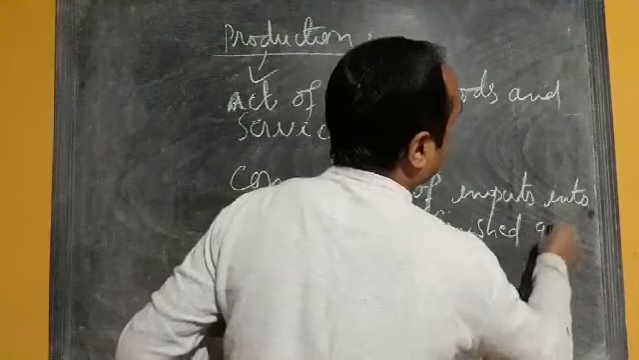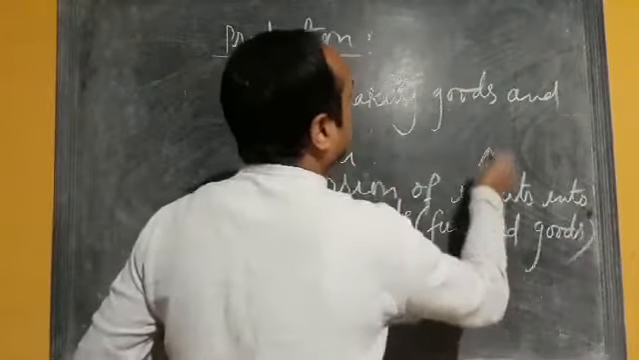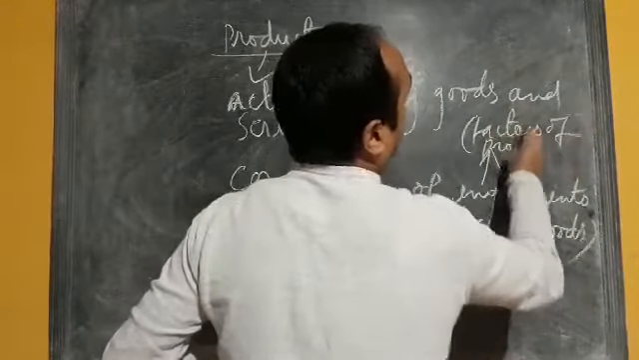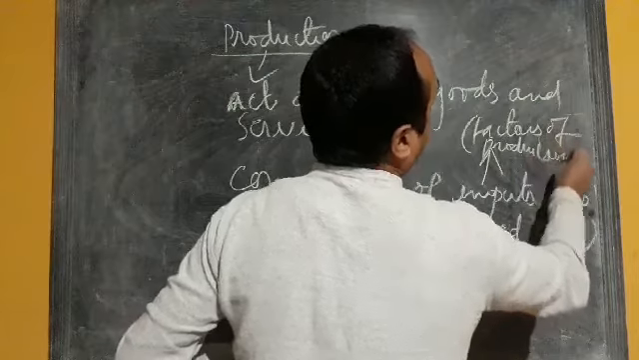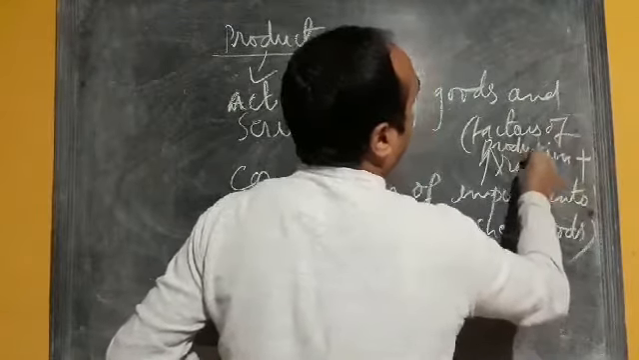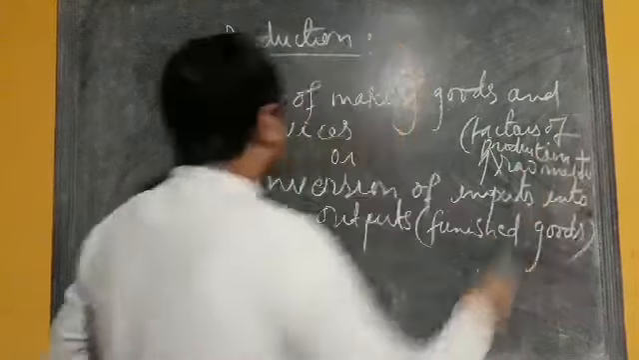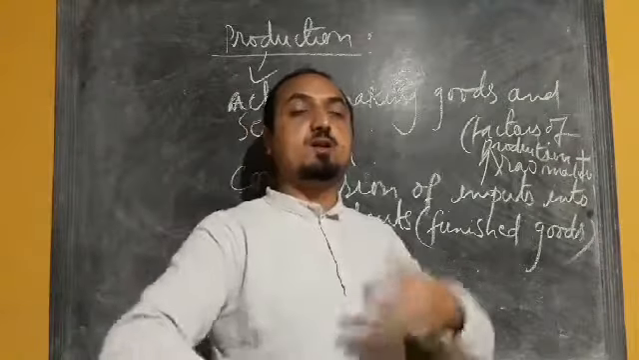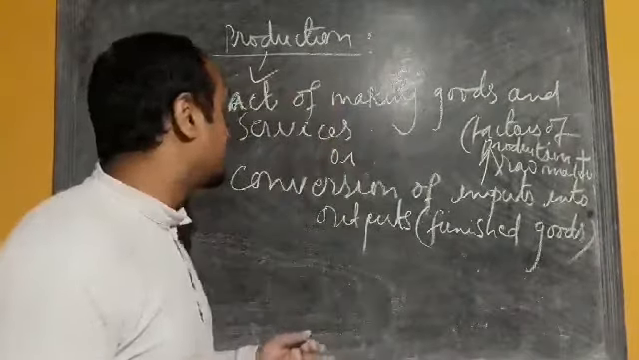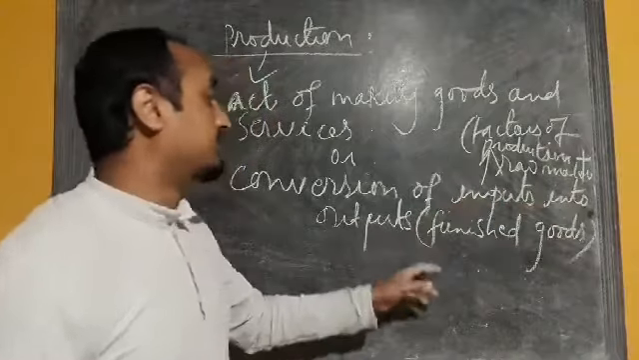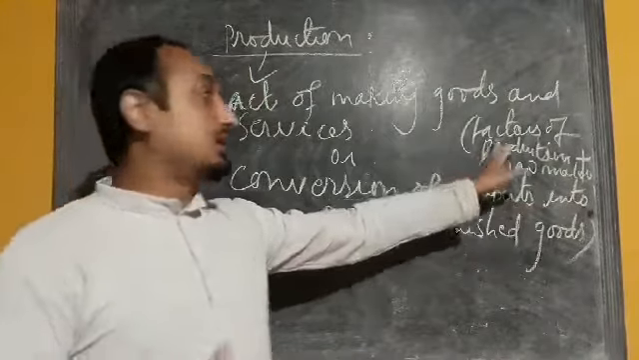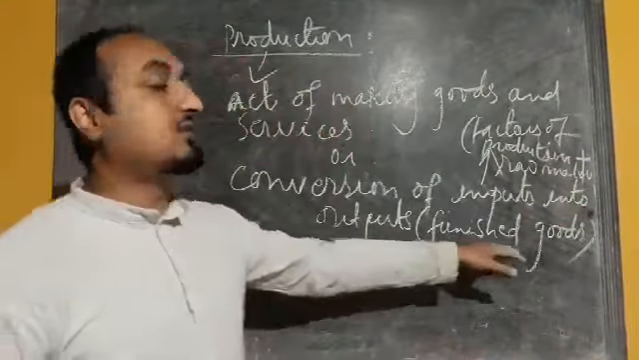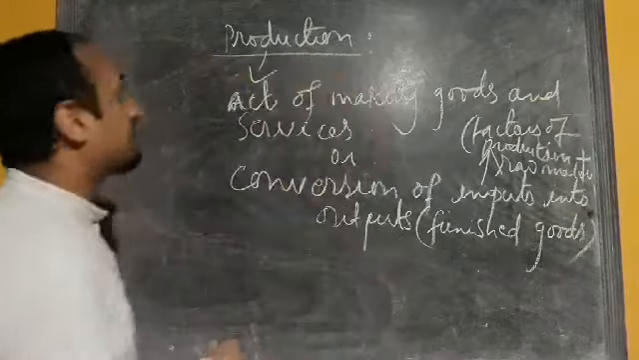finished goods, and inputs means factors of production plus raw materials. Okay, once again, what is production? Production means the act of making goods and services, or we can define production in another way also: conversion of inputs into outputs. So what are inputs? Inputs include different factors of production plus raw materials. And what is output? Output means here finished goods. So this is the concept of production.